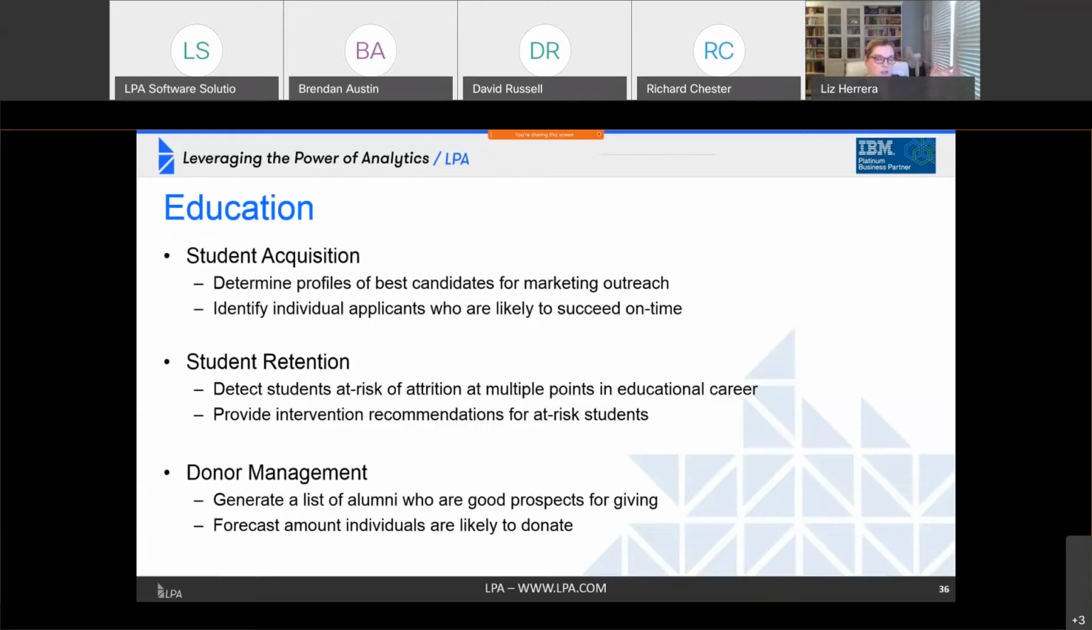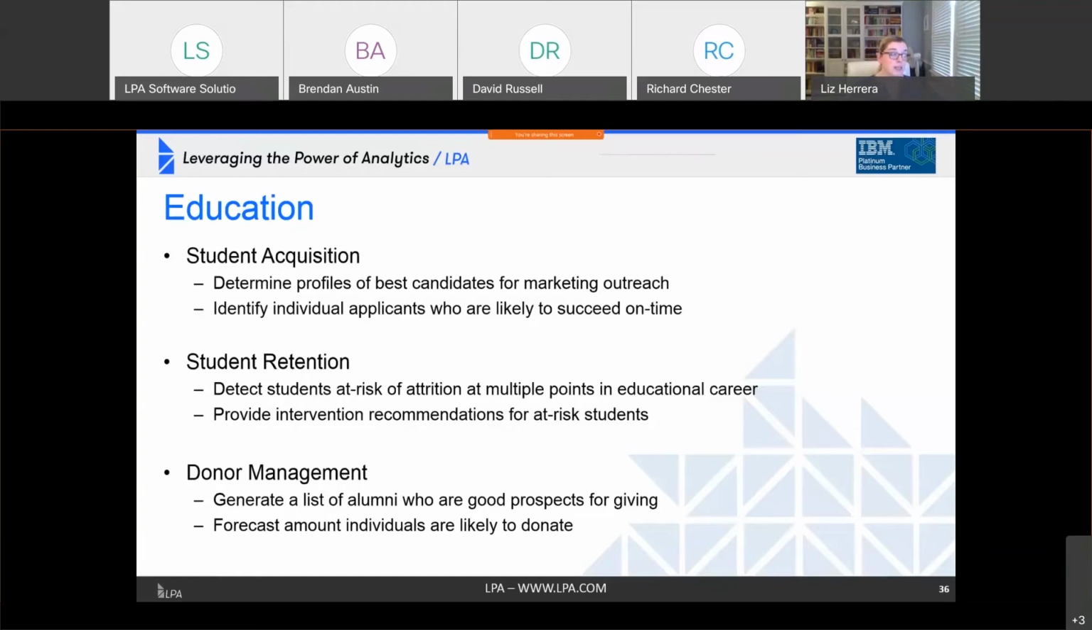The other side of that coin is student retention. And we've had multiple clients who want to know if a student is at risk of dropping out at different points in time. In a lot of cases, it's the first semester of college. For any folks who have kids in college right now, that first semester of the freshman year is really critical. And we've done models to predict who's likely to make it through the first semester. So if you make it through that, you're more likely to make it through the first year, and so on. So that's an interesting one.